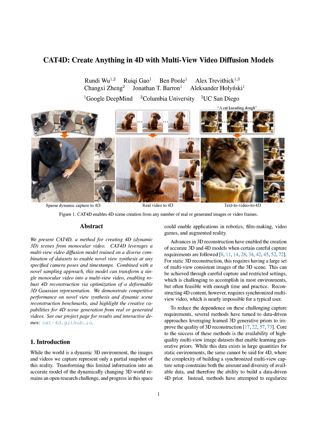The model alternates between multi-view sampling, which ensures consistency across different viewpoints, and temporal sampling, which maintains consistency over time. This alternating strategy allows CAT4D to produce a coherent multi-view video that can then be used for dynamic 3D scene reconstruction.